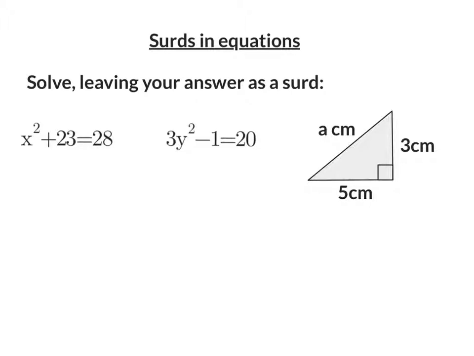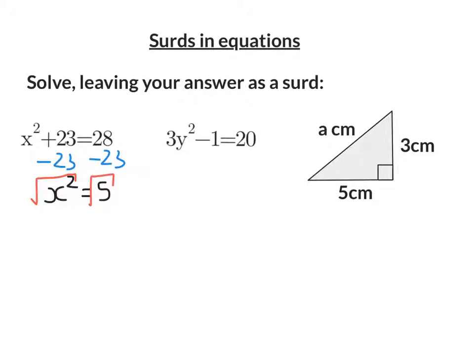So to solve this, I need to get x squared on its own. So I'm going to take away 23 from both sides. And if I do that, we're going to be left with x squared on the left-hand side is equal to 5. Now, to remove the squared, we've got to do the opposite, which is square rooting. So I am going to square root both sides.